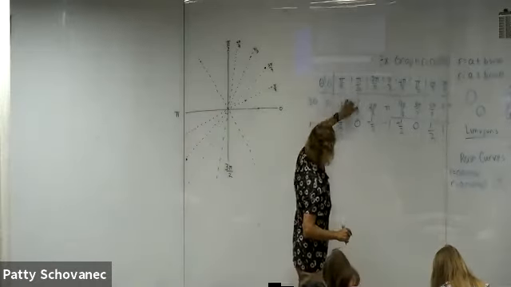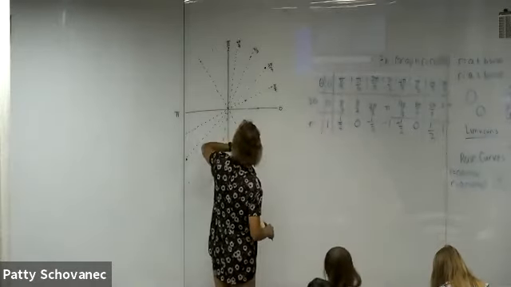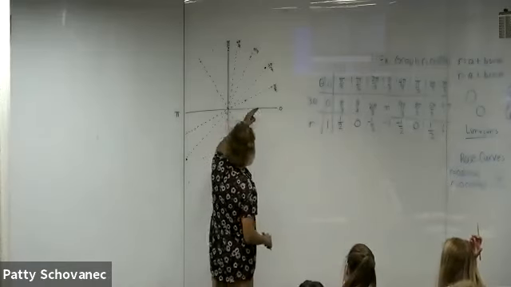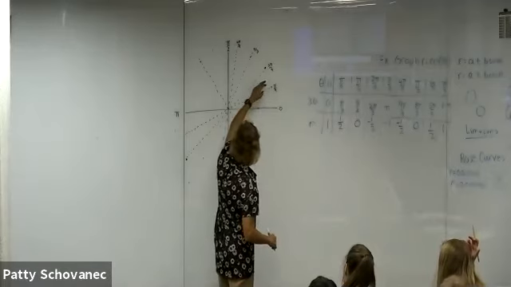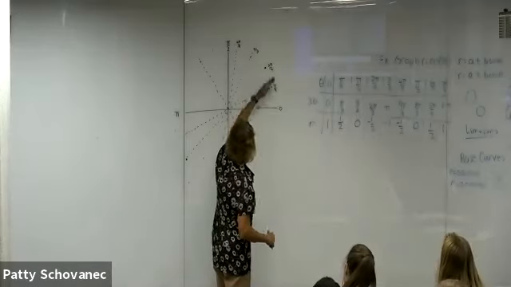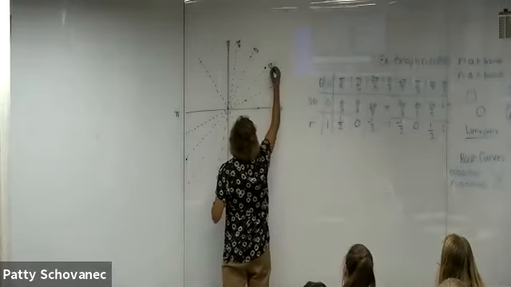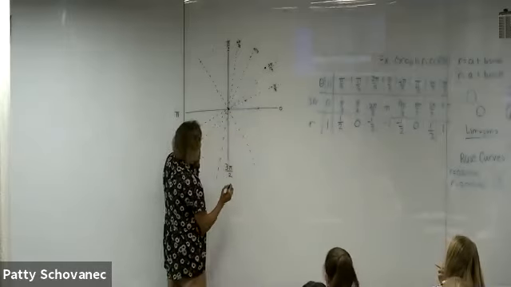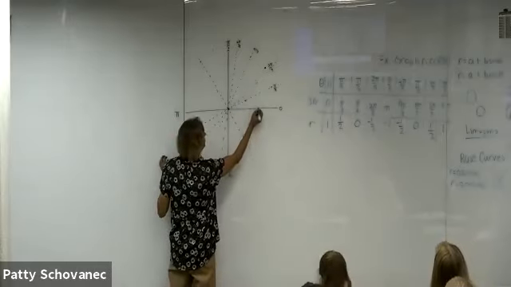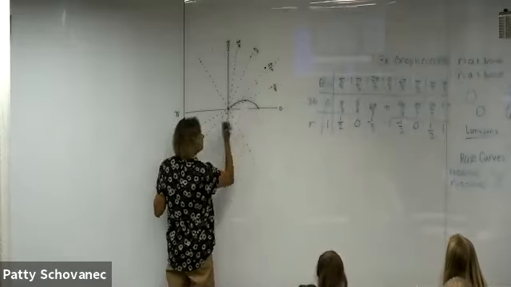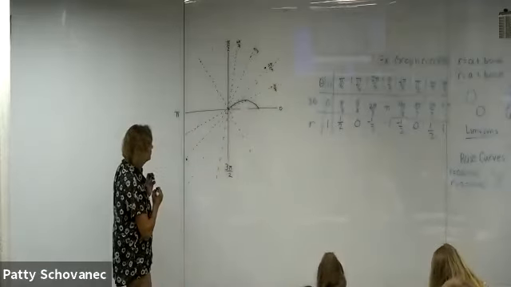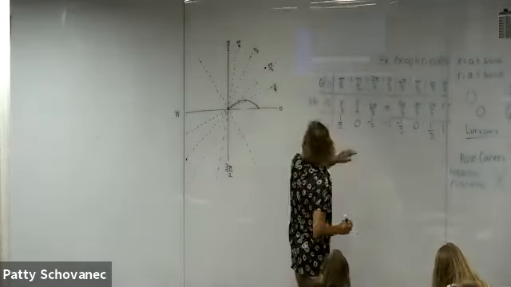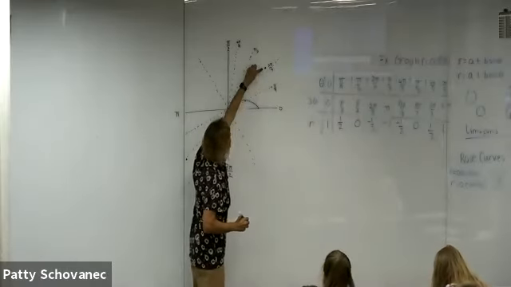Pi over 6 hits the origin. So pi over 6 is halfway right between here. Yeah, pi over 6 is here. It goes back to the origin. So look what's happened. Before I hit the 2 pi over 9, it went like that. Okay, so that's this.